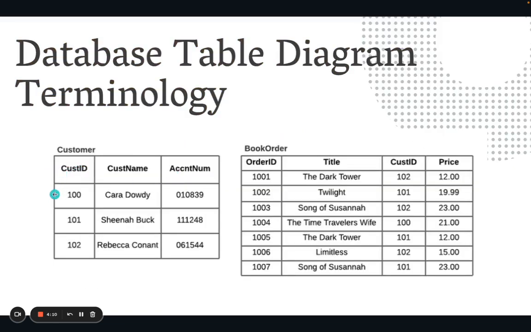The rows, we called them rows or records. A row is going to consist of a piece of information from each of the fields. So we have one customer ID field, one customer name field, and one account number field. That's going to represent a row or one record in our table.